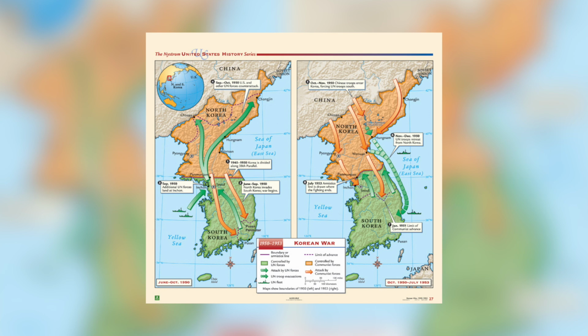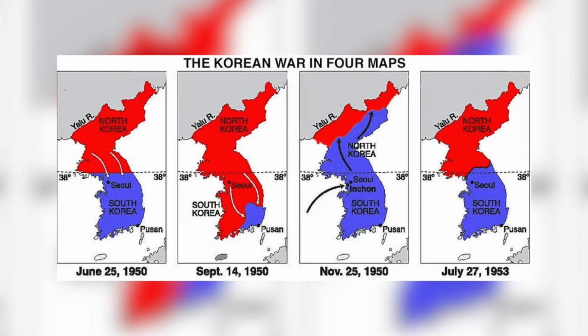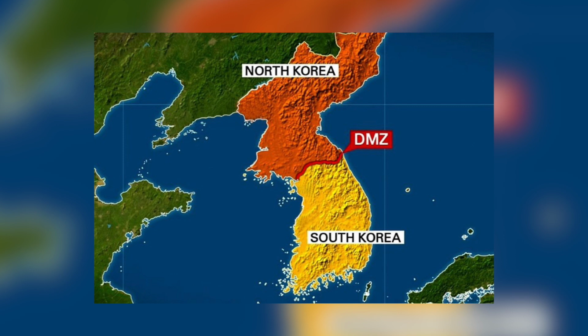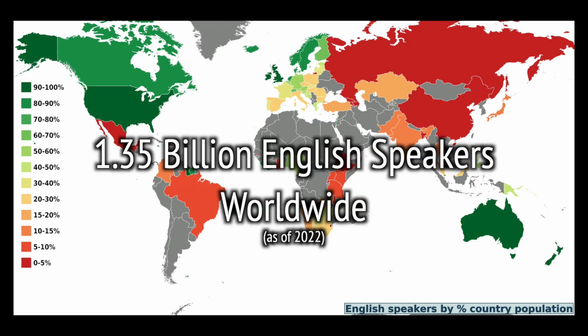In 1950, North Korea invaded the South in an attempt to reunify the peninsula under communism, which began the Korean War. This ended in a stalemate in 1953, leaving Korea still divided by the Korean Demilitarized Zone even to this day. So American presence in South Korea has been there for a long time. Furthermore, English is one of the most widely spoken languages around the world, with approximately 1.35 billion people speaking it as of 2022. That's 17% of the entire world's population.